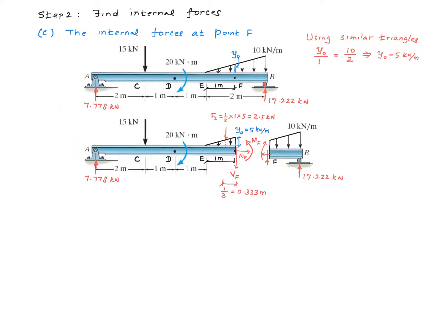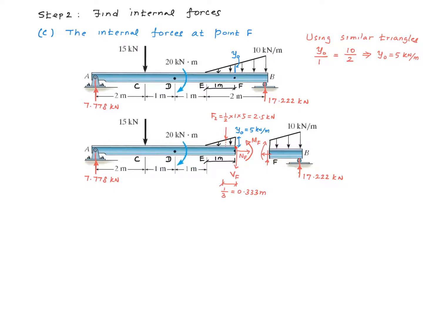Now let's calculate the internal forces at point F. So we go ahead and section the beam at point F, separate the beam into two parts. Like we did before, let's go ahead and use the left side to perform the analysis here. We need to complete the free body diagram for the left side, which means we need to put down all of the externally applied forces, including the reaction at point A and the part of the distributed load that's going to end up on the left side.